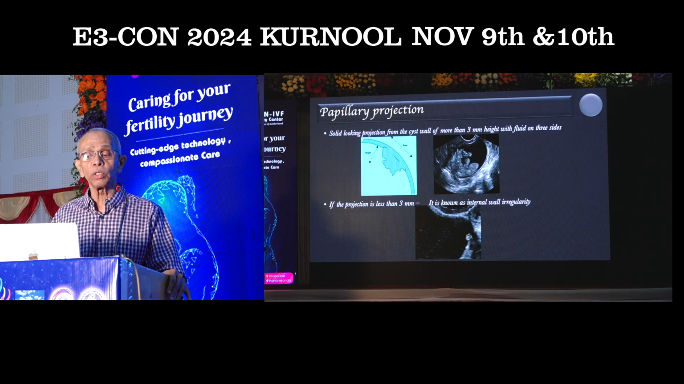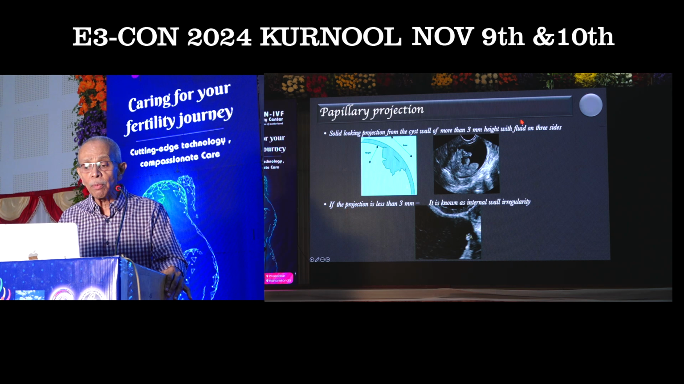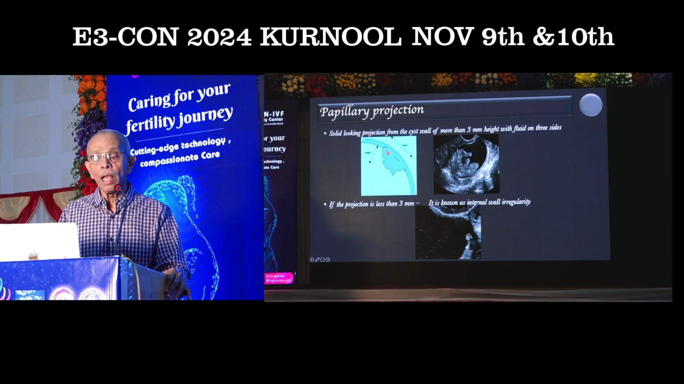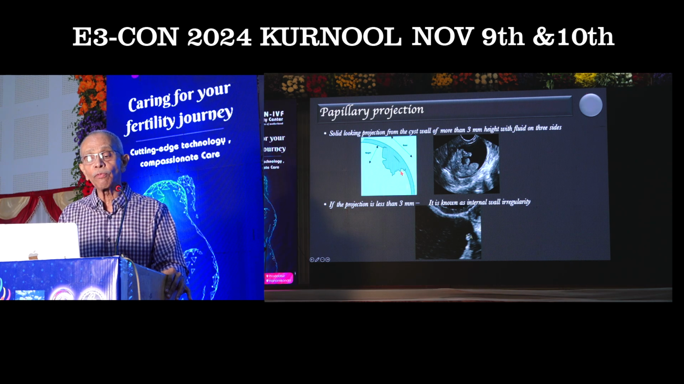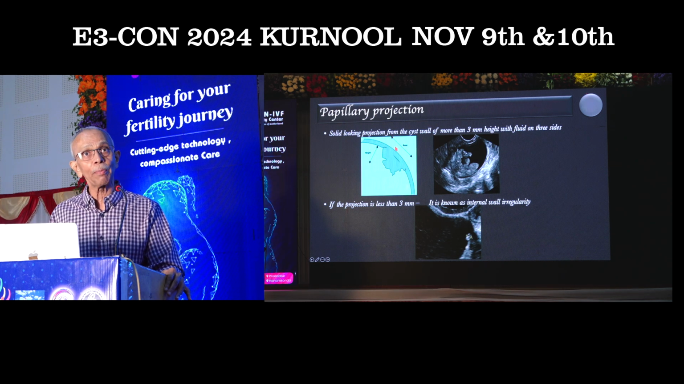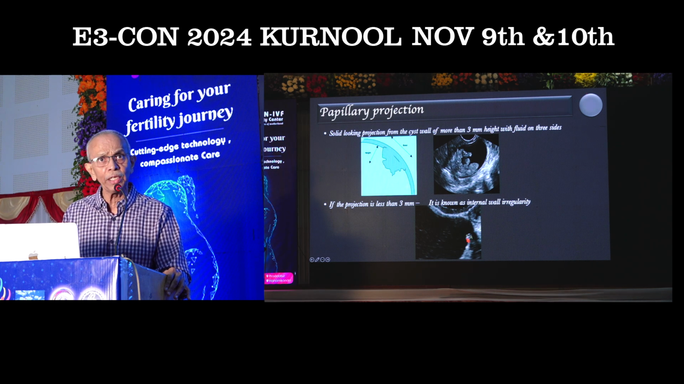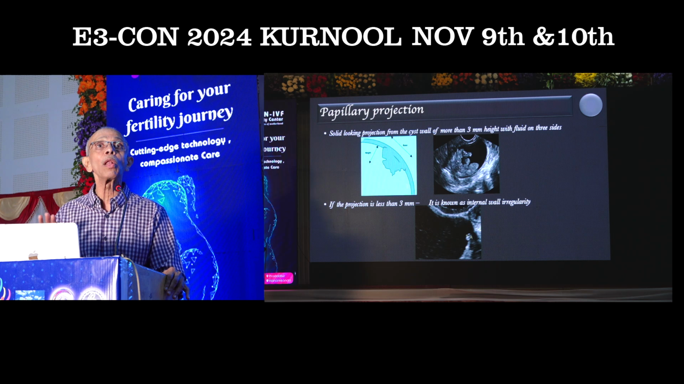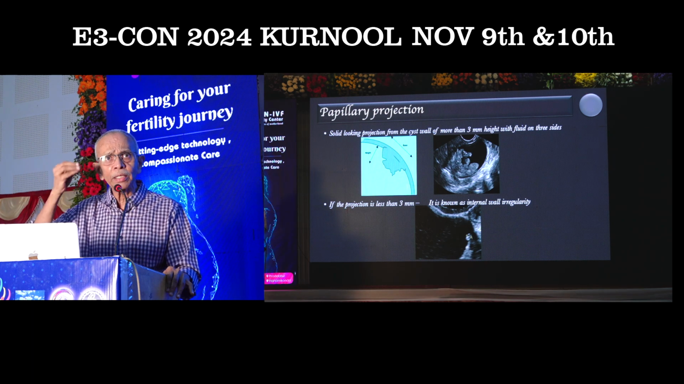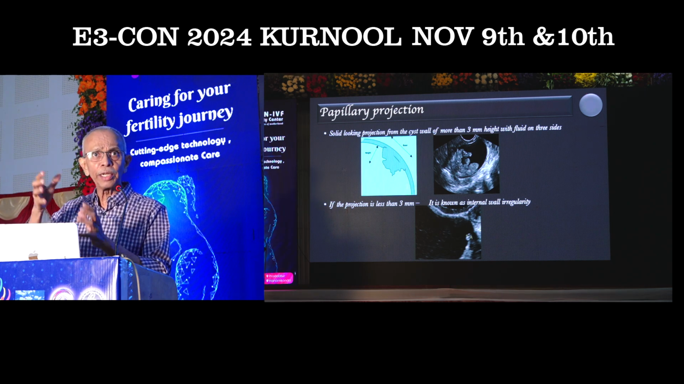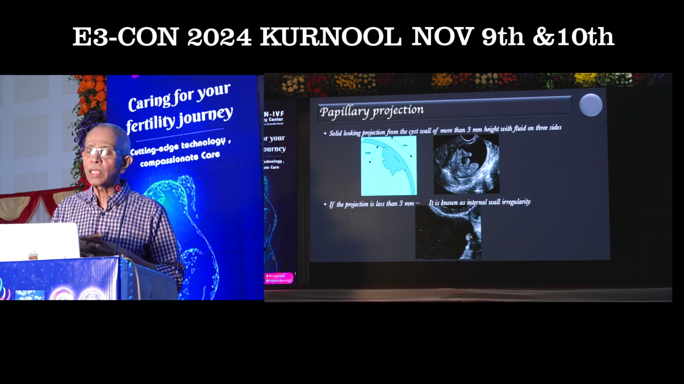Then we have papillary projections. Whenever we see papillary projections, if the projection is more than 3 millimeters in length, and at the same time it is surrounded by fluid on all sides, then you call it a papillary projection. Whereas when you see small subtle projections, which you can see here, that is called internal wall irregularity, it is not called a papillary projection. So these are very, very specific terms that we can use. You can start using these terms in your day-to-day practice while evaluating adnexal lesions, and I am sure it should not be a problem to differentiate one from the other.